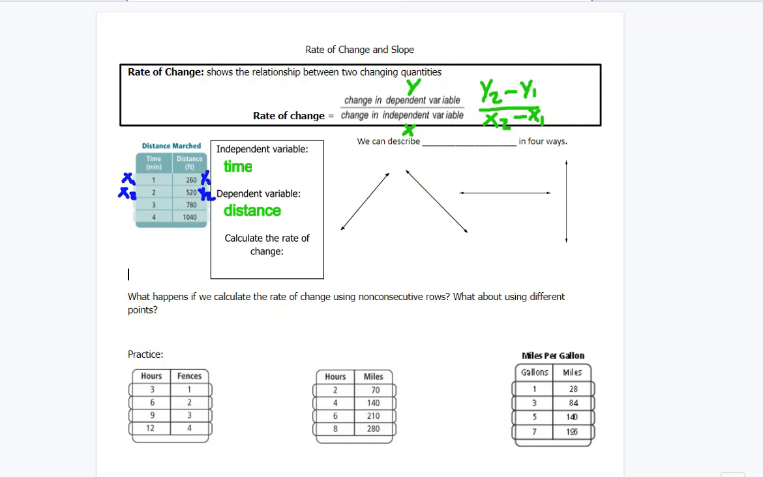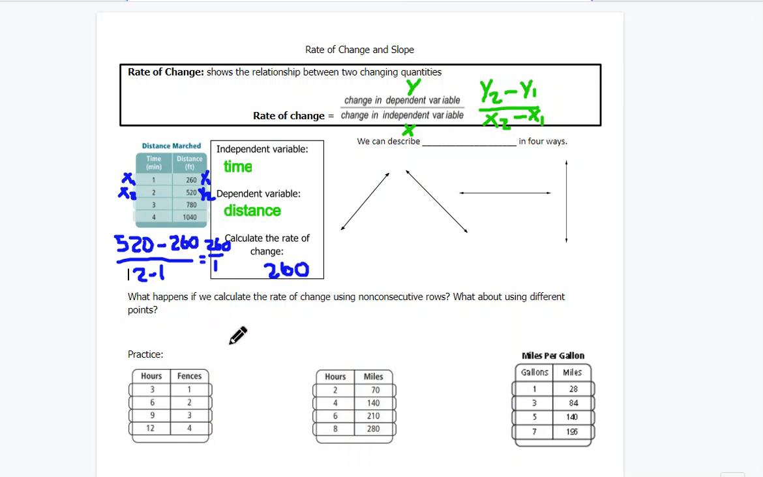Okay, so to find the rate of change, I have to use this formula, y2 minus y1 over x2 minus x1. So y2 was 520 minus my y1, which is 260, and then over my x2, which was 2, minus my x1, which is 1. Well, 2 minus 1 is 1. That's an easy one. 520 minus 260 is 260. So 260 over 1 is the same thing as 260. So my rate of change is 260. Okay, so that is how we find rate of change in a table.